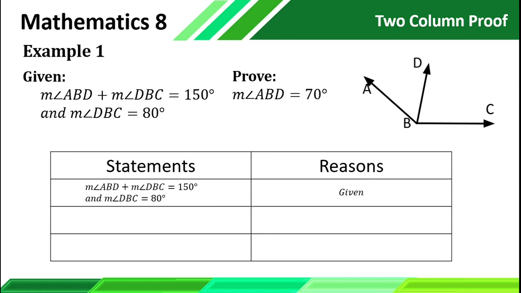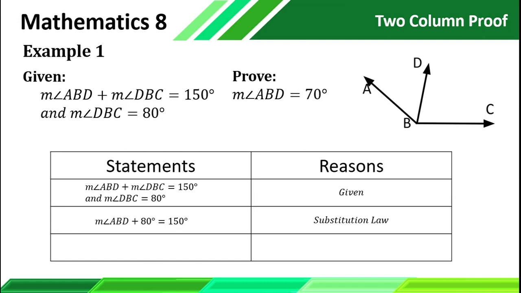Now, I already stated earlier that on our first column, this will be our if-then statement. So if the measurement of angle ABD plus the measurement of angle DBC is equal to 150 degrees and the measurement of angle DBC is equal to 80 degrees, then the measurement of angle ABD plus 80 degrees is equal to 150. What property did we apply? We apply the substitution law.